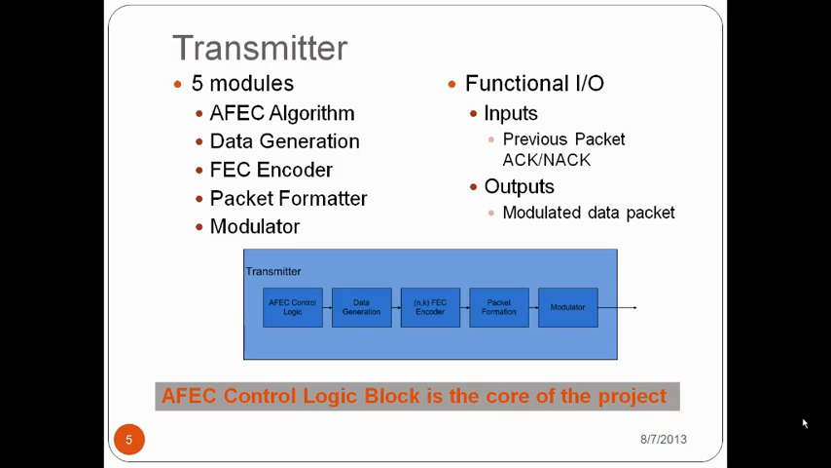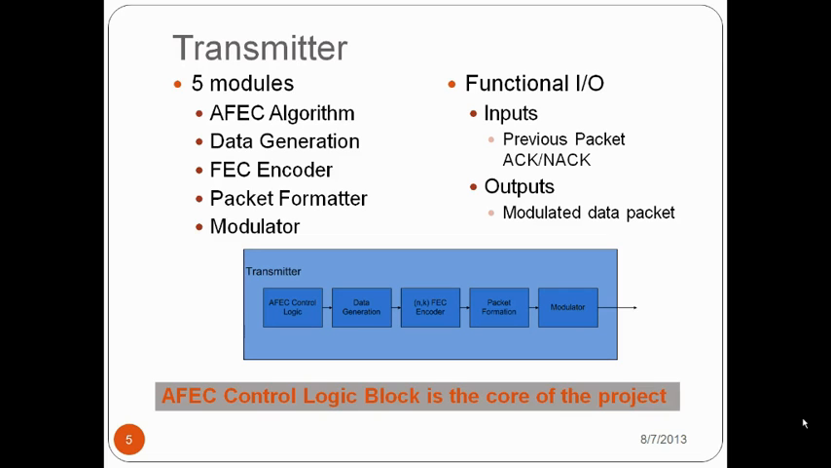The AFEC control logic is really the crux of the simulation and the paper. That's where all the adaptive algorithm is located, and that's where all the core of the paper and simulation resides, and it uses the feedback path from the receiver to keep track of the number of ACKs and whether the packet was received correctly.